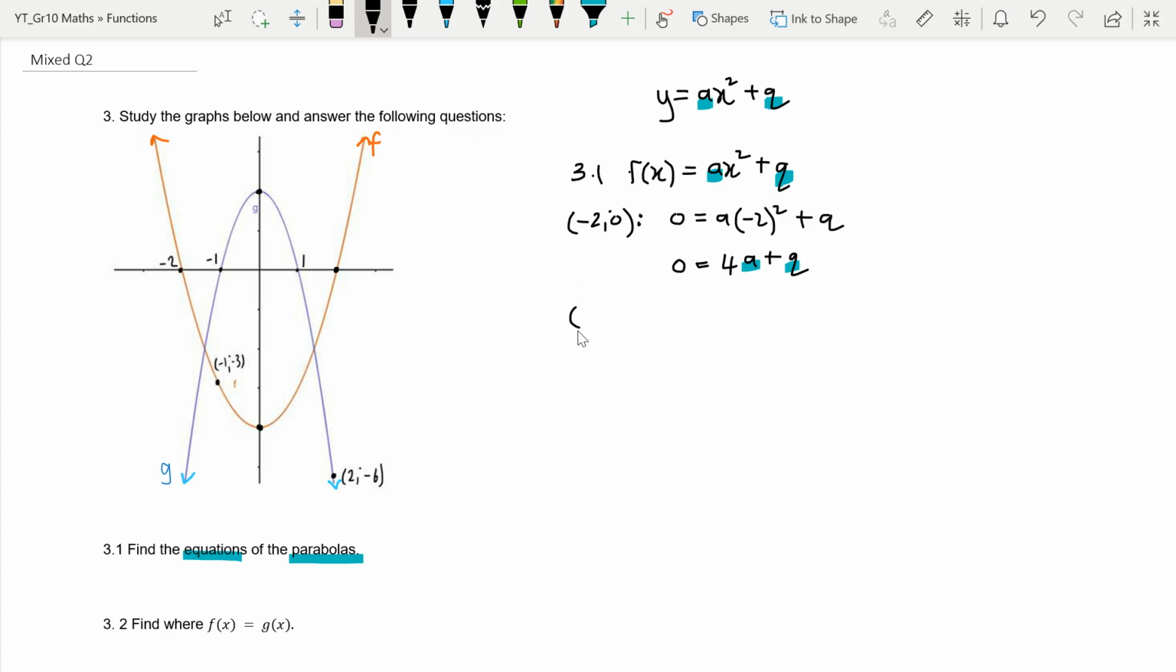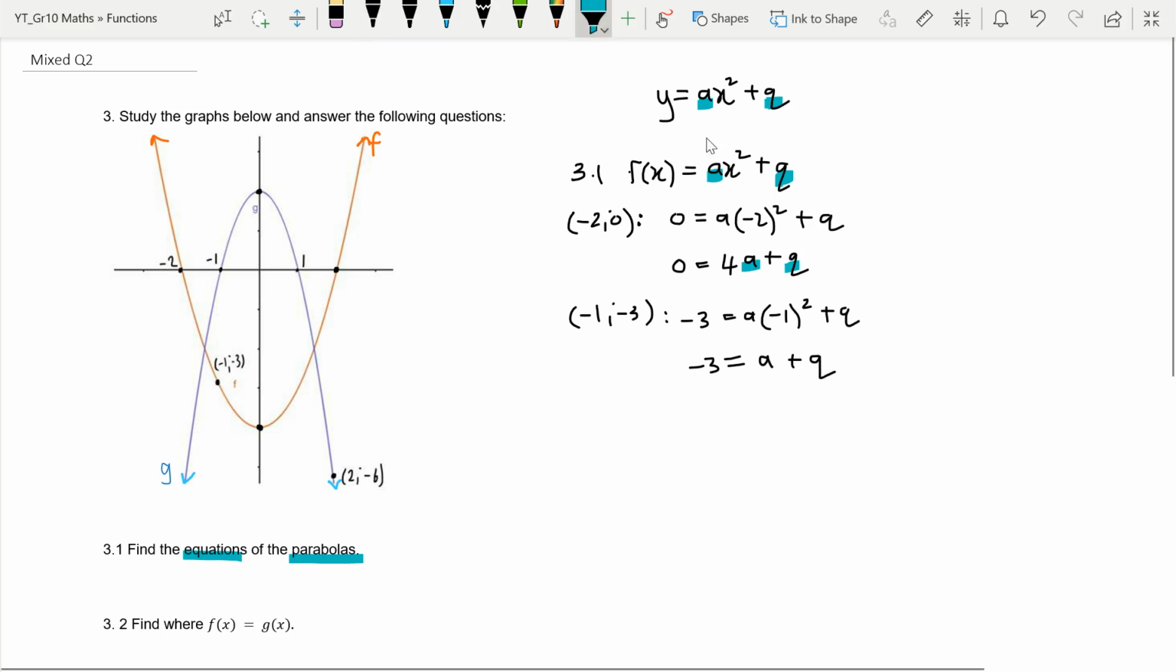So I'm going to substitute a second point that was given on my orange graph, which is the point (-1; 3). And when I substitute that in, there's my y, there's my x. Let's simplify. And that will just give me a +1. Okay, and same story. We've got a second equation in terms of a and q.